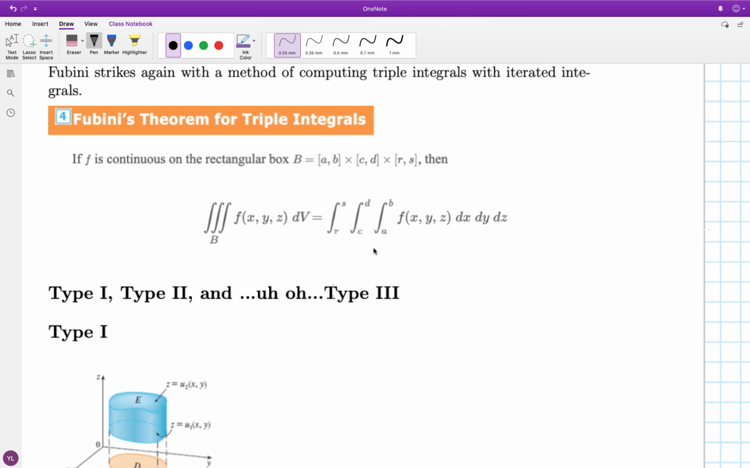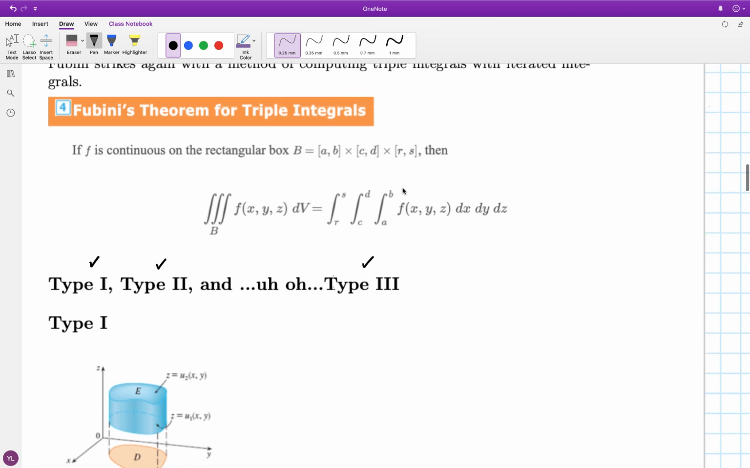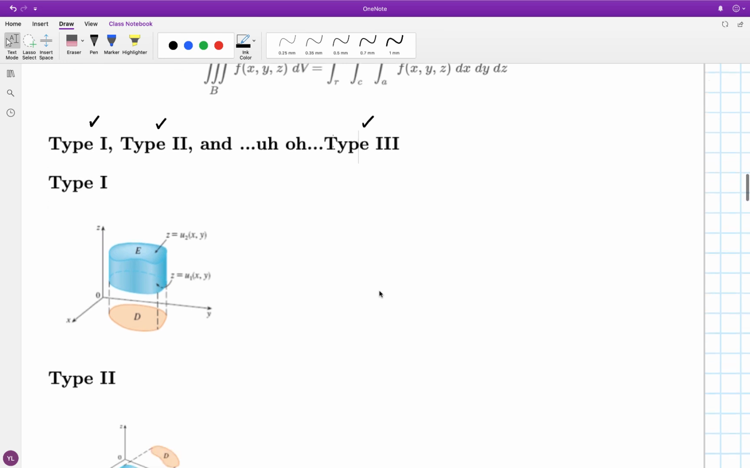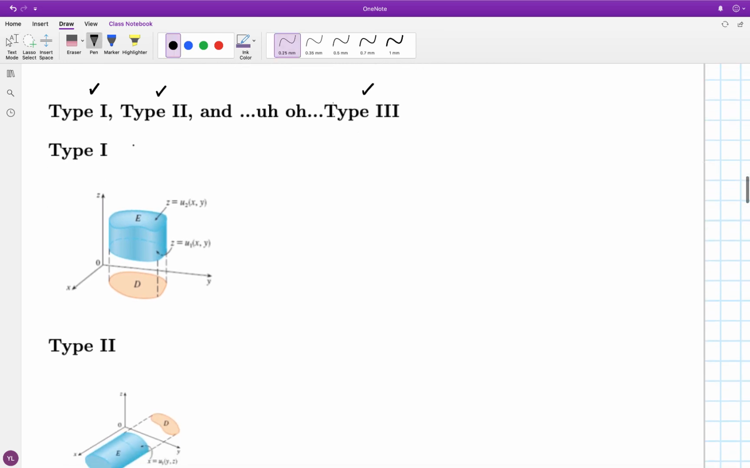Okay, and we can also then extend from integrating over rectangular boxes to integrating over general three-dimensional regions. And this gets a little bit more complicated than double integrals. So I wanted to pause and say something about our type 1 three-dimensional regions, type 2 three-dimensional regions, and unfortunately we have a type 3 as well. And actually, even within those individual types, there are different ways to express the regions.